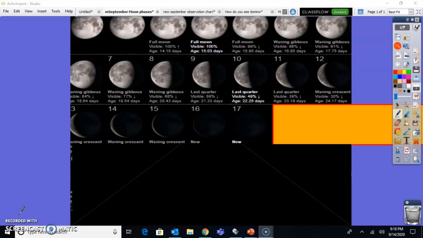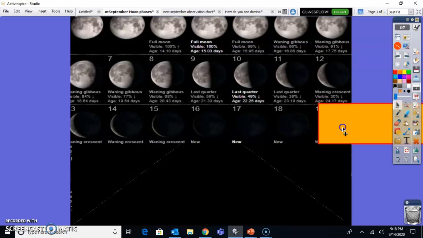We are going to take a look at our moon phases chart. We discovered yesterday that it was a new moon. So let's see what happens to the moon over the weekend. So today is Friday. So we have no school on Saturday and Sunday. So we'll need to look at those moons as well.